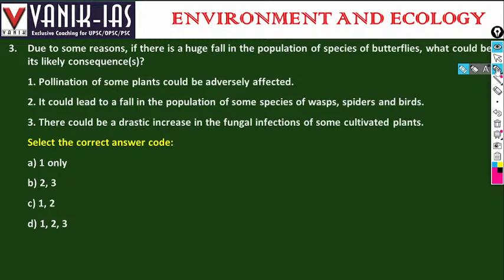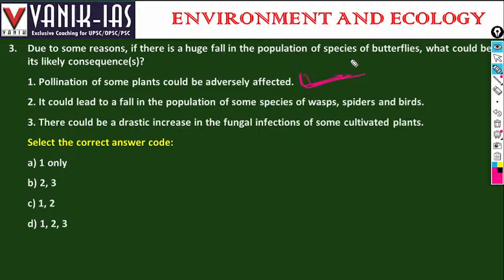Due to some reasons, if there is a huge fall in the population of species of butterflies, what could be the likely consequences? One, pollination of some plants may be adversely affected, obviously, because pollination of various species is carried out by the butterflies. So the first statement will be definitely right.